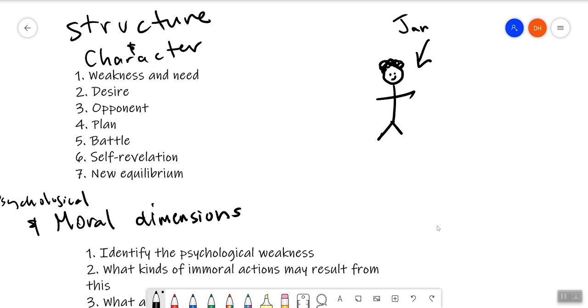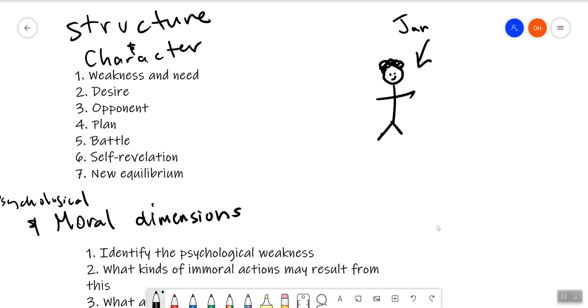Okay. Now, what about the character's actions necessarily will change? What does she realize about herself based on her weaknesses and needs, desires, the opponent, the plan she made, which works or doesn't work? Okay. But ultimately, it has to lead to a self-revelation. Now, sometimes authors will play with this by having the character attempt to change, which then destroys them. That's also totally valid. In fact, that's kind of the story type I prefer.